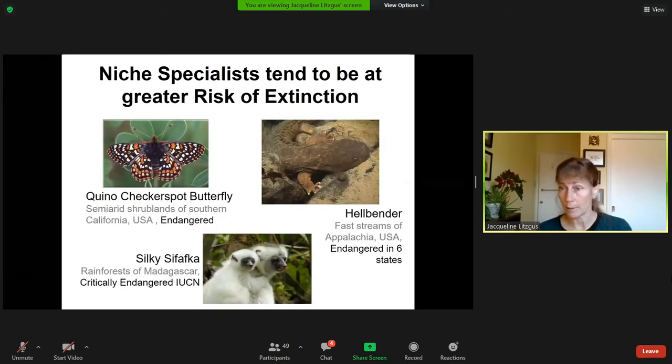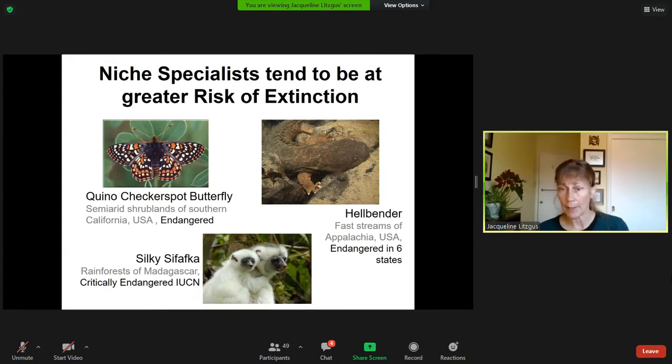As you might have expected, niche specialists tend to be the species at greater risk of extinction because their resources are not substitutable. Those essential resources, they can only use one thing. Here are a few examples of species that are critically endangered or in serious trouble, and they have pretty specific requirements. The Quino checkerspot butterfly that lives in Southern California has a very strict requirement to live in semi-arid shrublands, and it is an endangered species. The silky sifaka in the rainforest of Madagascar is a critically endangered species. There are lots of reasons for that status, of course, but one of them is this dependence upon rainforests, which are being removed. There are other reasons as well.